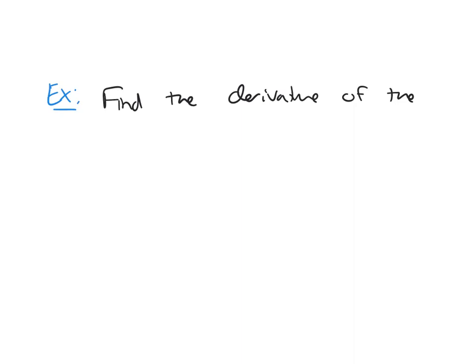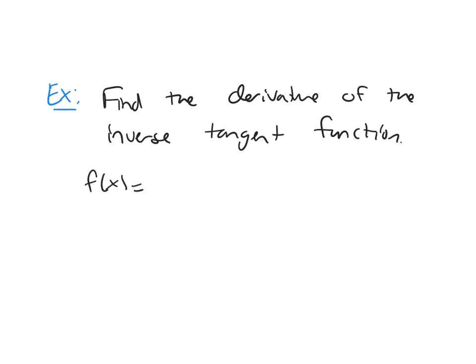So let's look at our last set of examples for inverse functions, and we're going to look at the following. Let's find the derivative of the inverse tangent function. So we're going to start with the tangent function. f of x is tangent of x.